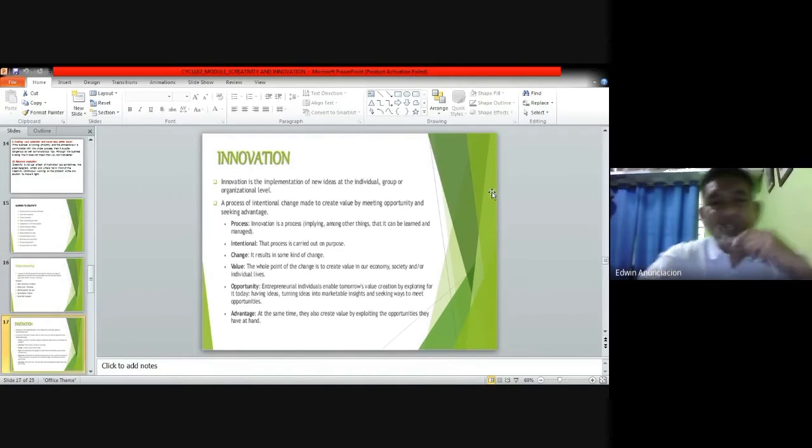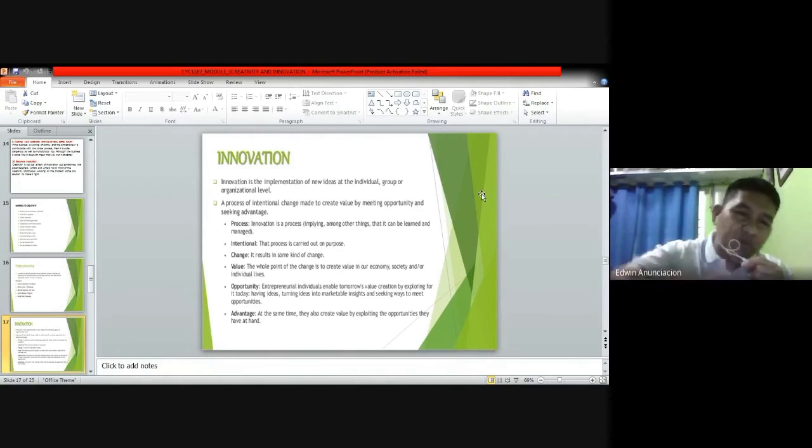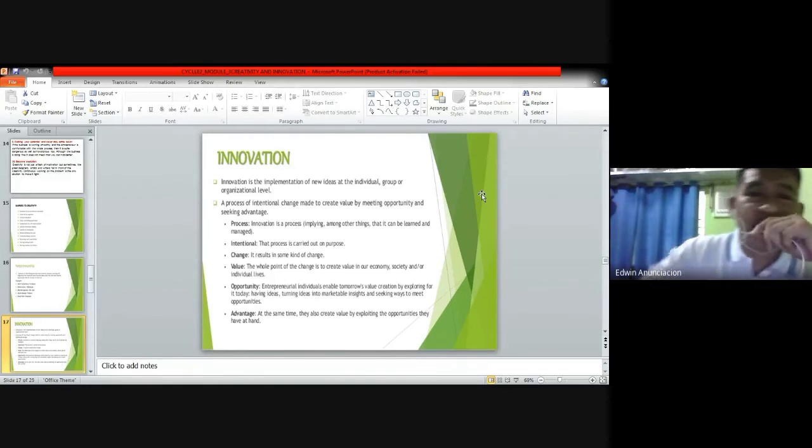Next, after studying creativity, we will now be moving on to innovation. So again po, no, yung creativity po, idea yan. Yung new ideas. So yung innovation is more on implementation, the creation or putting into action. Implementation of new ideas at the individual, group, and organization level. Kasi pwedeng sa sarili, sa kasama, or even sa entire group.